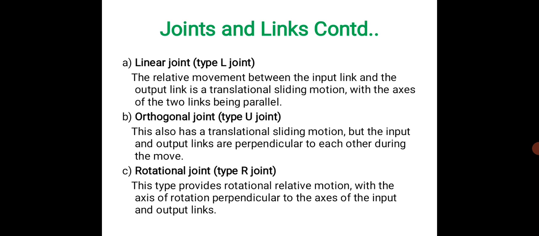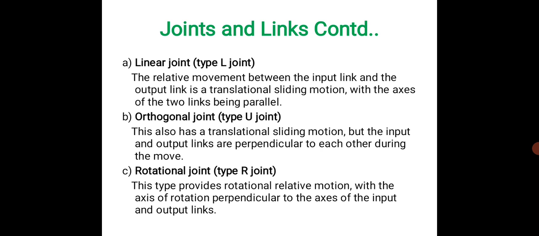So there will be a relative movement between the input link and the output link. It is a translational sliding motion, where the axes of the two links are parallel. Similarly, once I go for the orthogonal joint, you call it a type U joint.